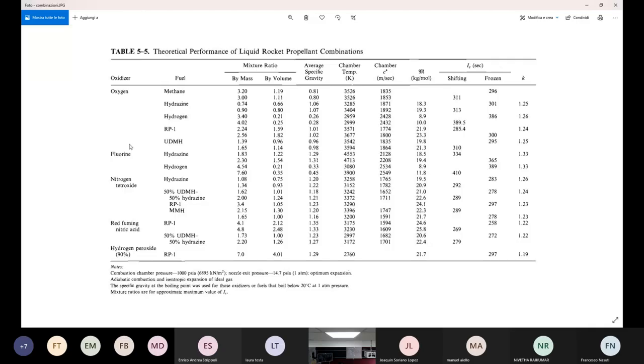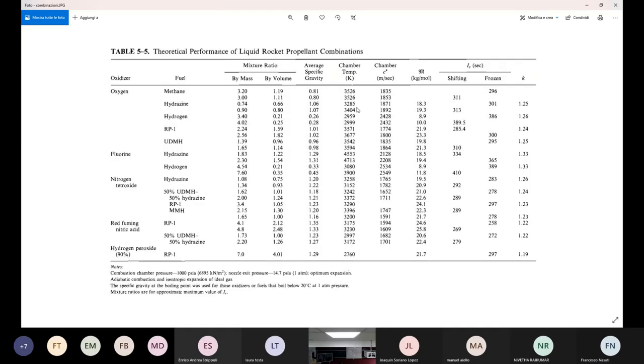This is again a list. These are propellant combinations. So the table we have seen before was just for propellants. Also the plots we have seen for the hydrazines were relevant to their combination with N2O4. And here you see the performance obtained by different combinations for specific mixture ratios. For instance, oxygen, hydrogen, you see here the combinations of 3.4 and 4.02, which are quite less than what we find in real rockets.